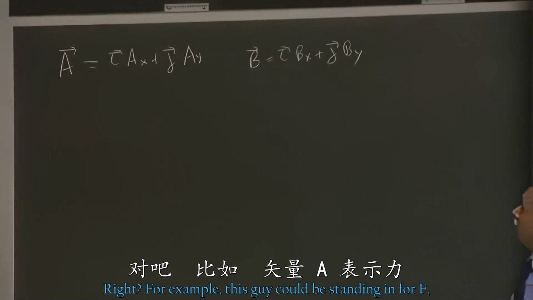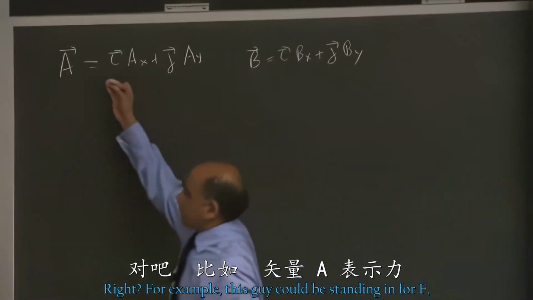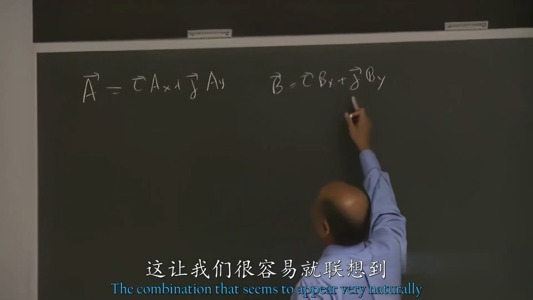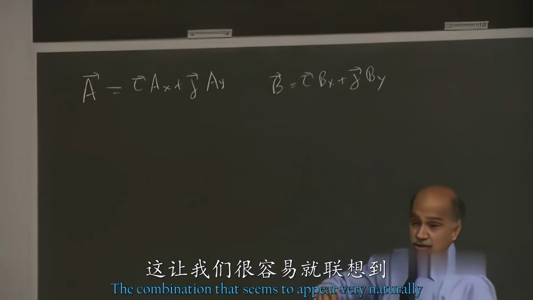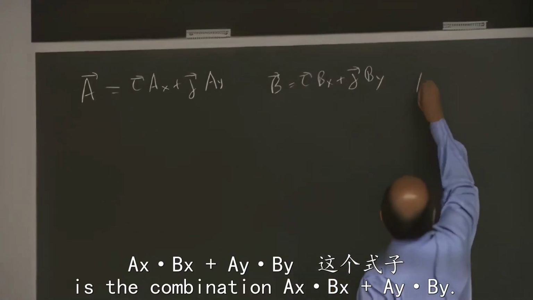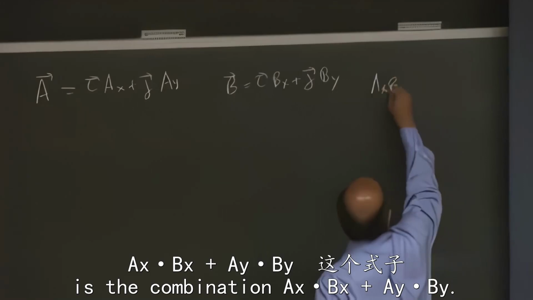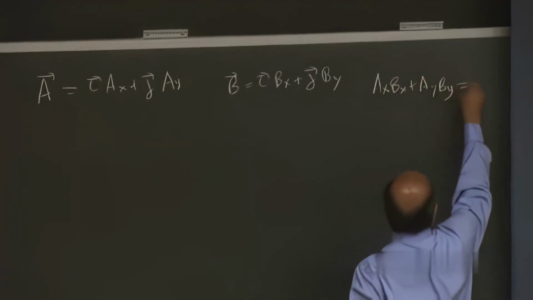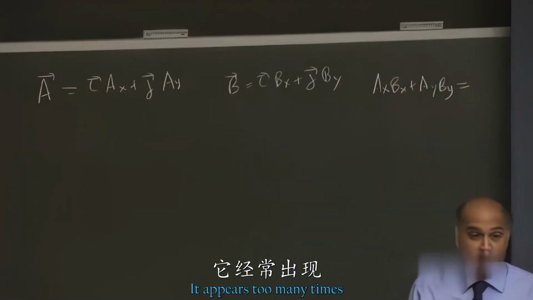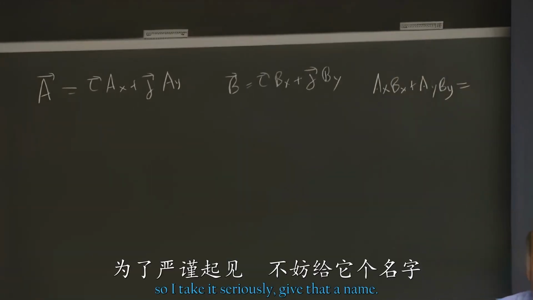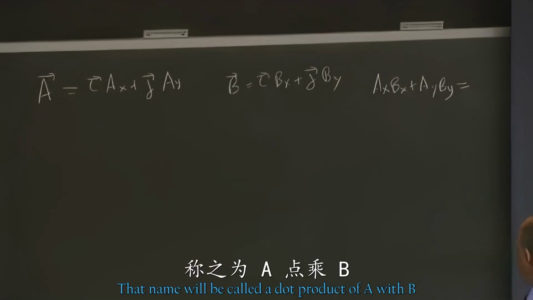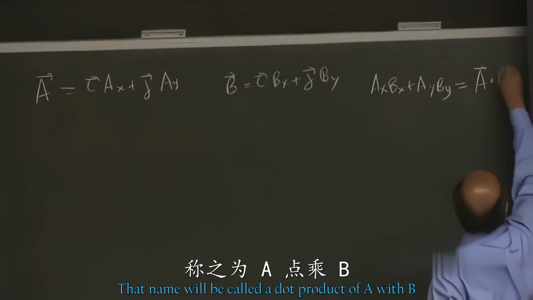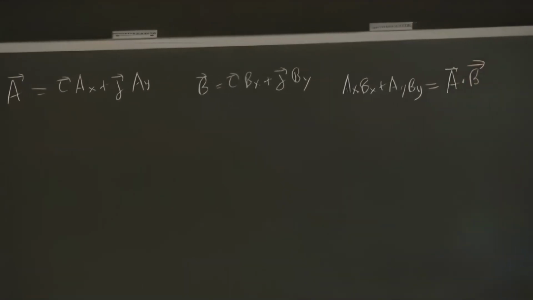Right? For example, this guy could be standing in for f. This could be standing in for v. The combination that seems to appear very naturally is the combination ax bx plus ay by. It appears too many times, so I take it seriously. Give that a name. That name will be called the dot product of a with b, and it's written like this.